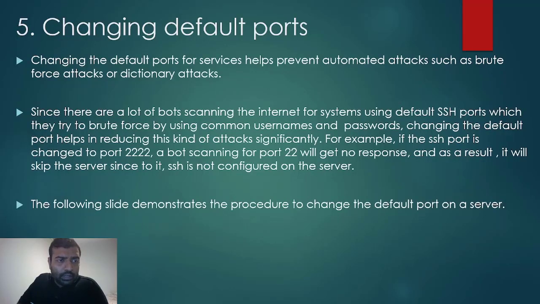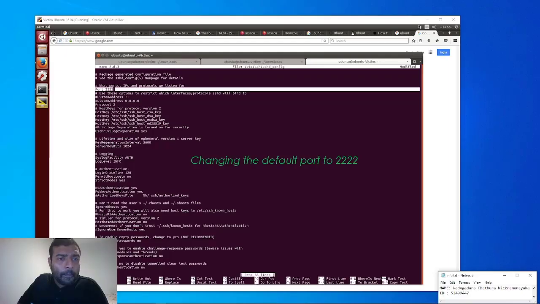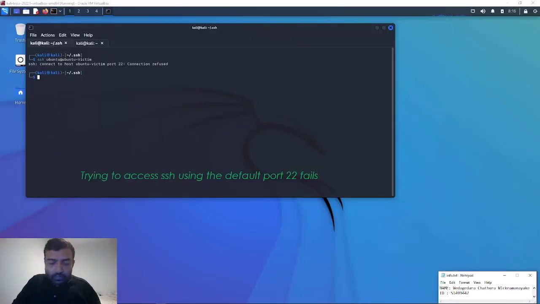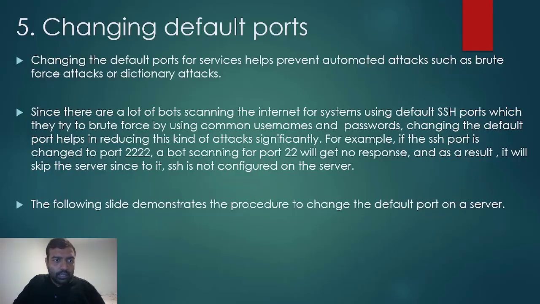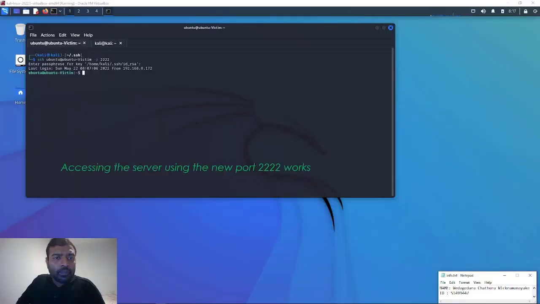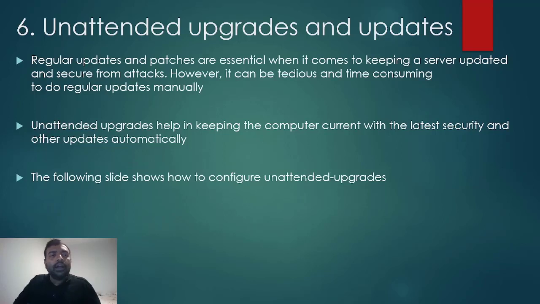The fifth hardening technique is changing default ports, and you can clearly see that I have changed the default port to 2222. Changing the default port for a service helps prevent automated attacks such as brute force attacks or dictionary attacks. The sixth one will be the unattended upgrades and updates.